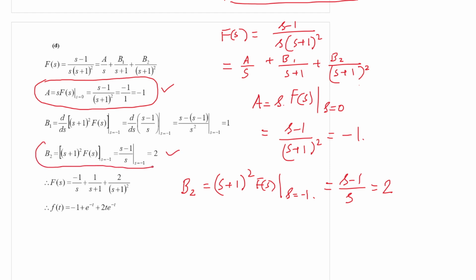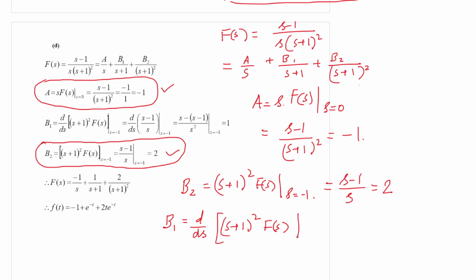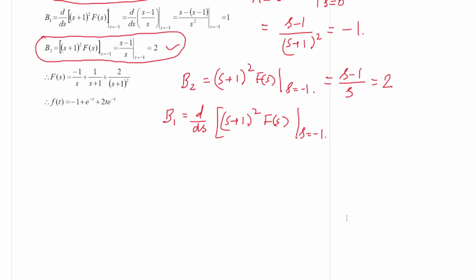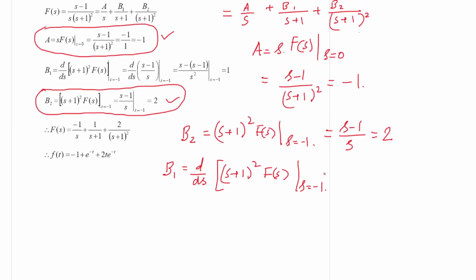Now b1 is something different. So what is b1? You have to take the first order derivative. So b1 will be d/ds of (s plus 1) whole square times F(s), at s equal to minus 1. So you just need to calculate what is (s plus 1) whole square into F(s).